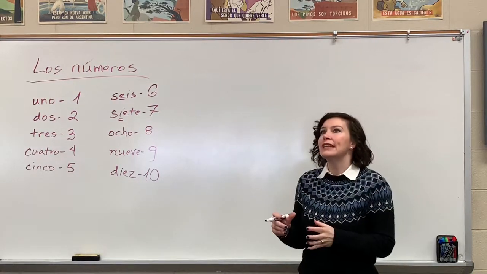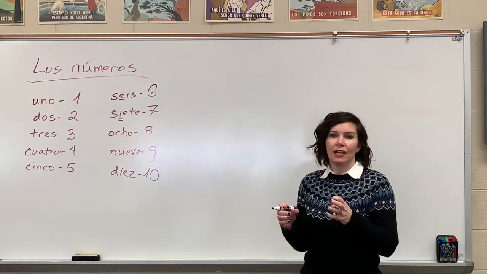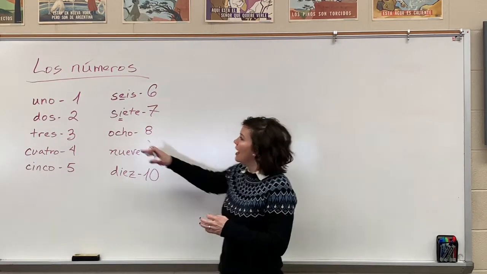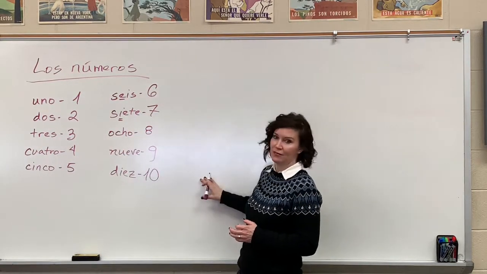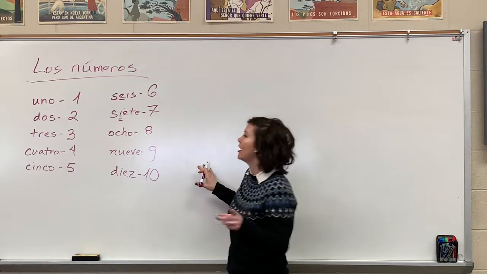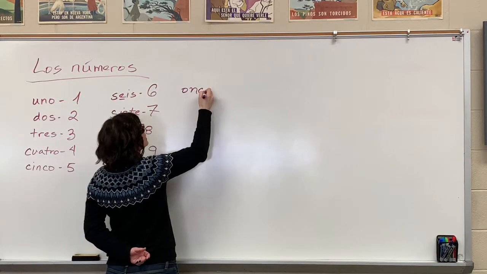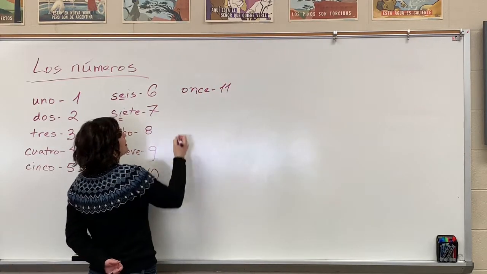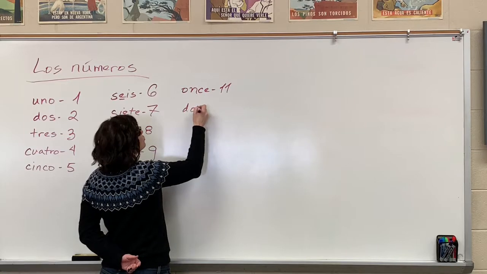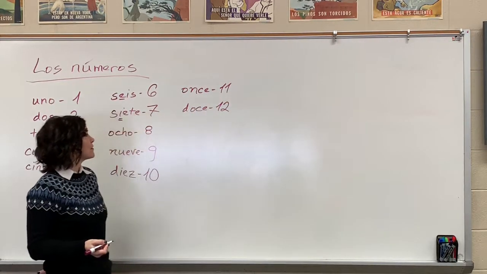All right. Now we're going to get into another set of numbers. The reason I have these divided uno through cinco, seis through 10 is because of this. So you'll see here in just a minute. Ready? All right, so the way you say 11 is once. And then we have doce for 12.